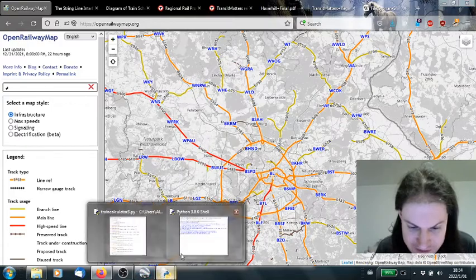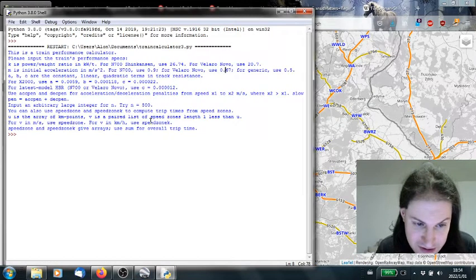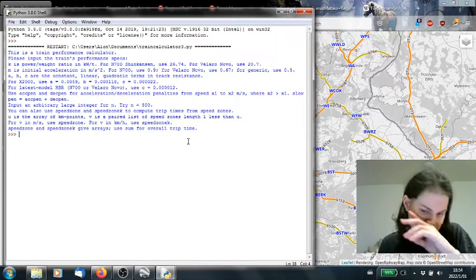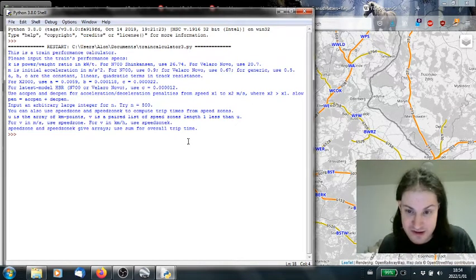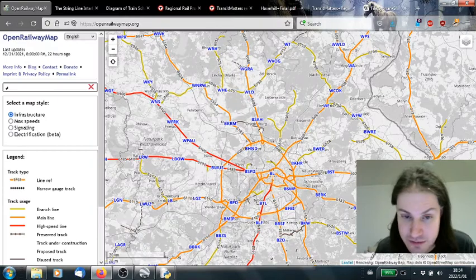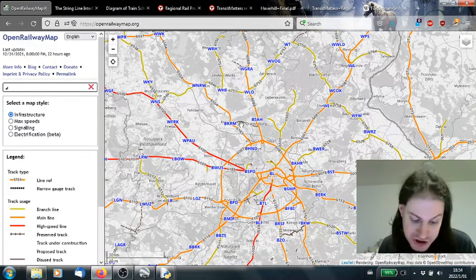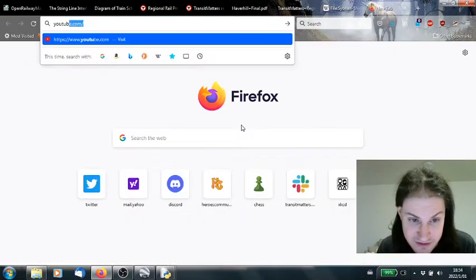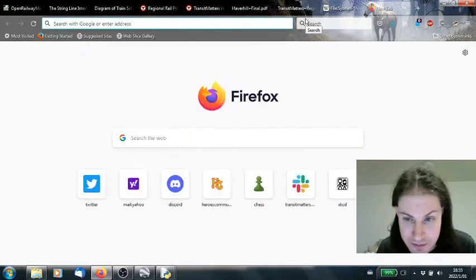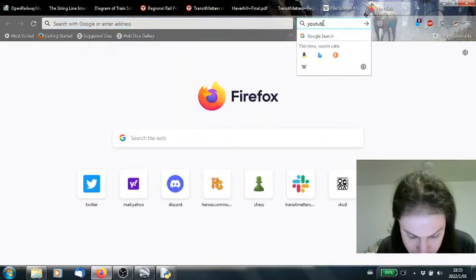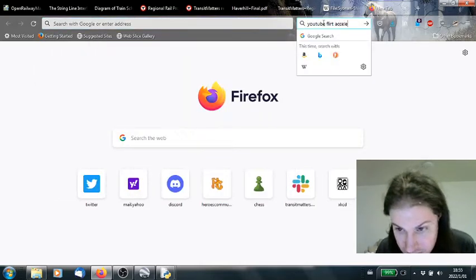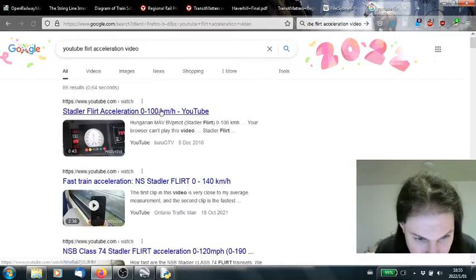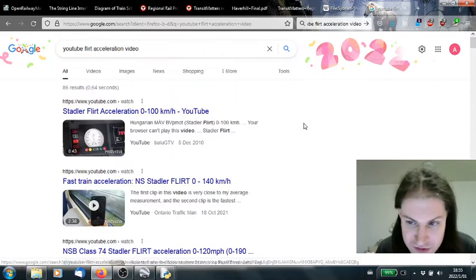And I don't think I have in this code the exact data for this. So I could just tell you what a thing like the FLIRT looks like. This is something where you can get the numbers, and YouTube will actually have videos. Let me see if I can find the... How about I not show you all of them? YouTube FLIRT acceleration video. Okay, yeah. So these exist. You can look for them.